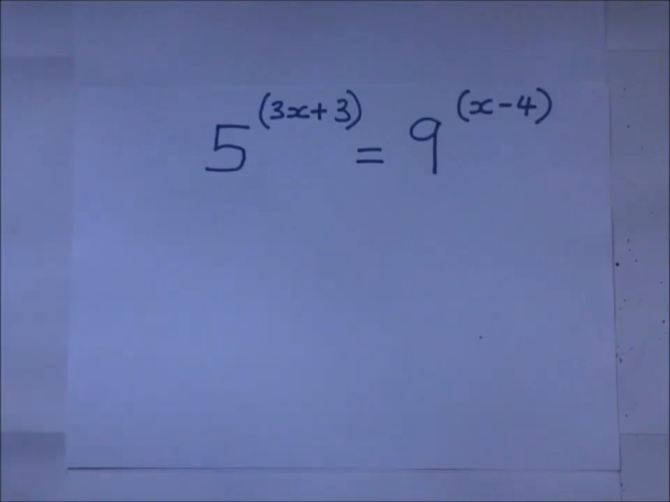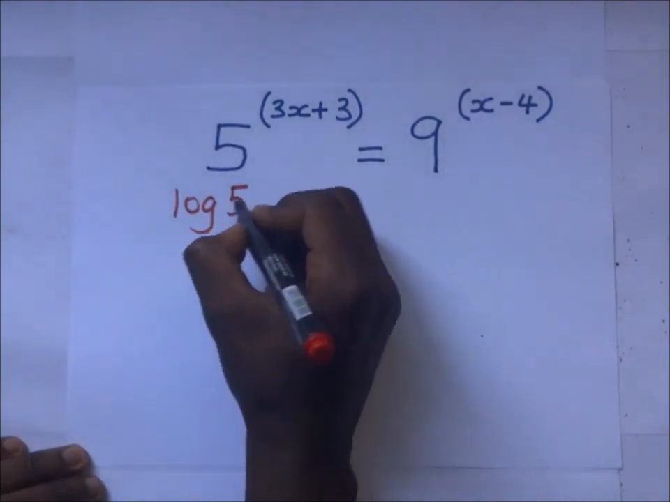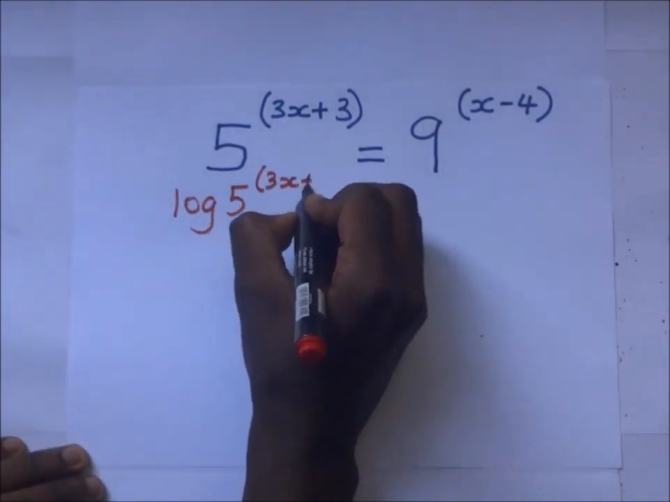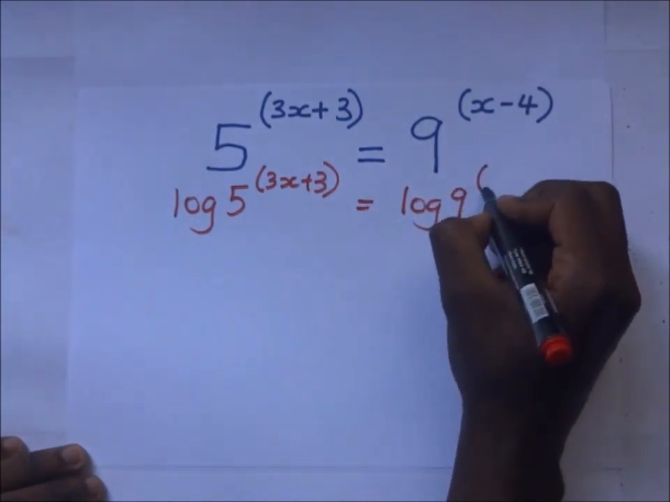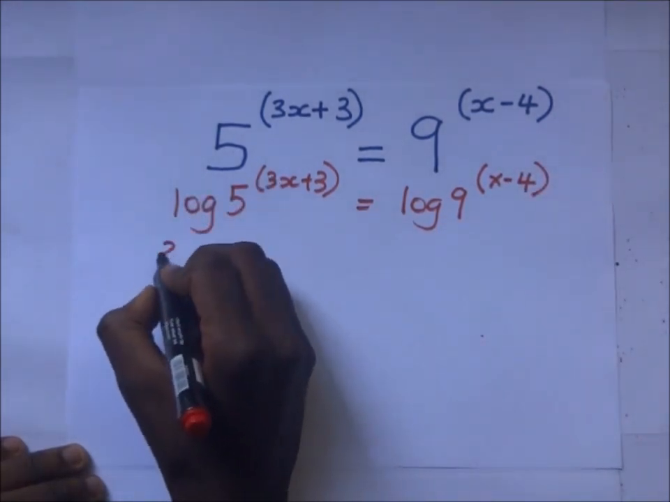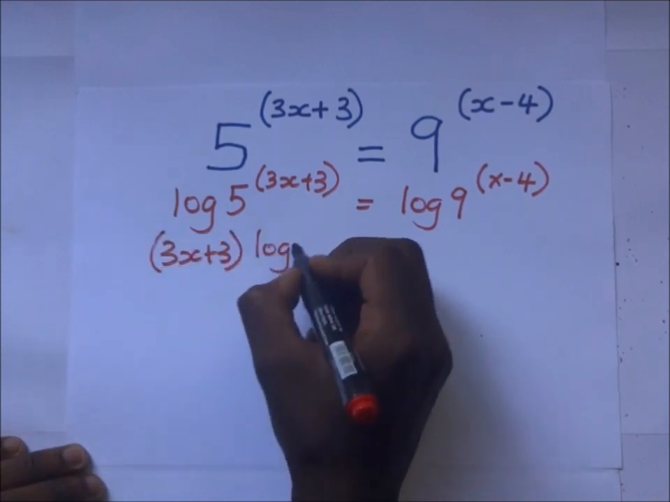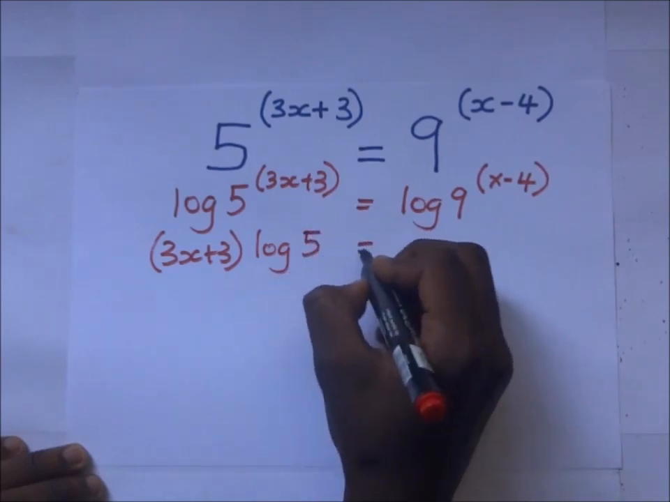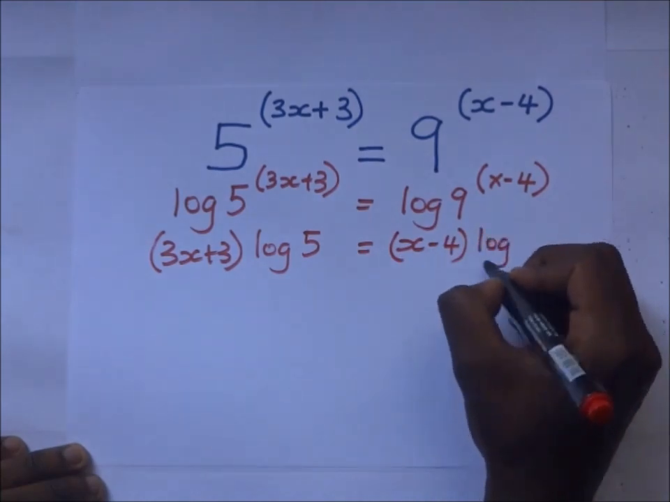We are required to solve here for the value of x using logarithms. Again, we are going to introduce logs on both sides. So this is going to become the log of 5 to the power 3x plus 3 is giving us the log of 9 to the power x minus 4. This becomes 3x plus 3 times the log of 5 being equal to x minus 4 times the logarithm of 9.